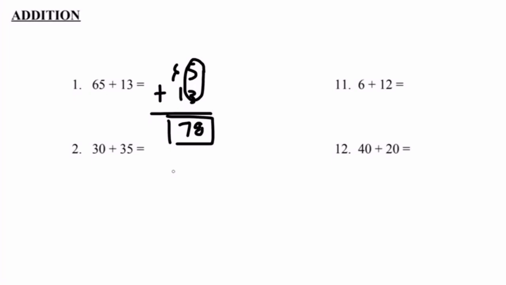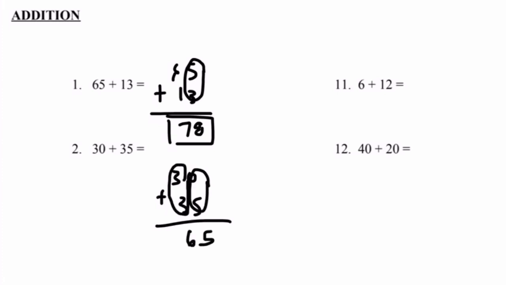Number 2, 30 plus 35. 5 plus 0 equals 5. 3 plus 3 equals 6. So 30 plus 35 equals a total of 65.